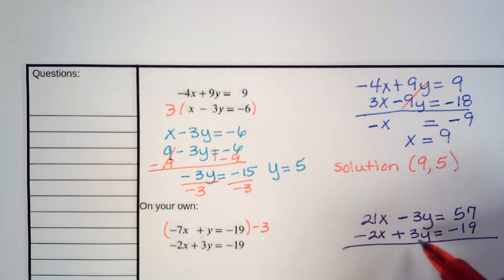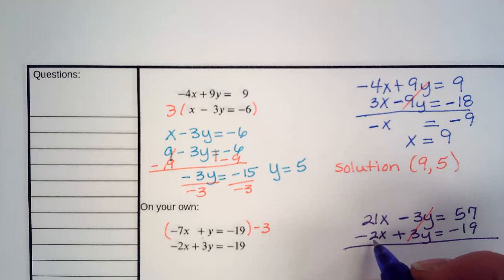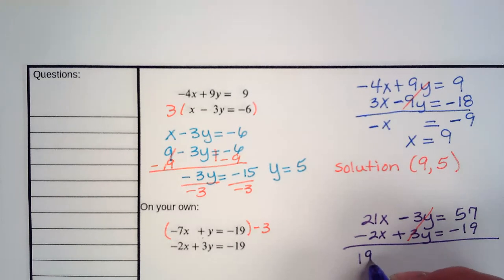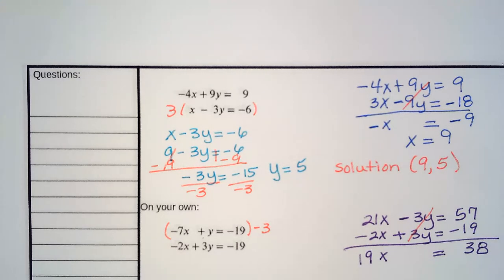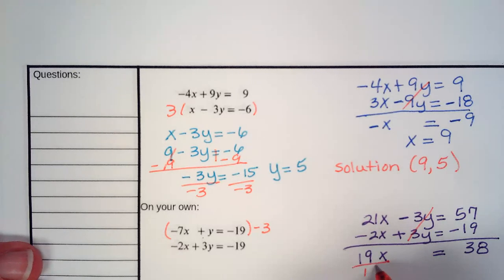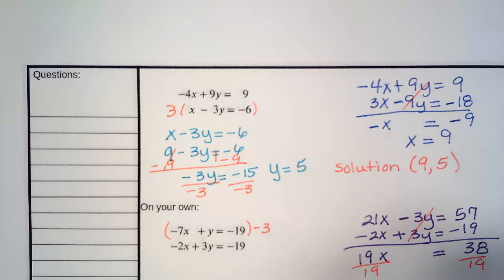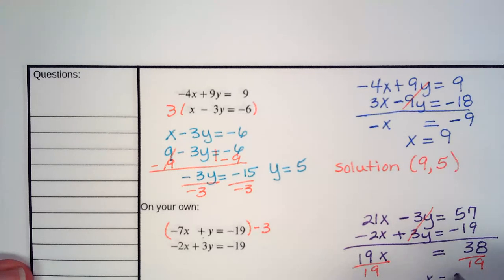I have created opposites for my y. They're gone. 21 minus 2 is 19. 19x is equal to 57 minus 19, which gives me positive 38. I'm going to divide both sides by 19. 19 is half of 38, so x is equal to 2.